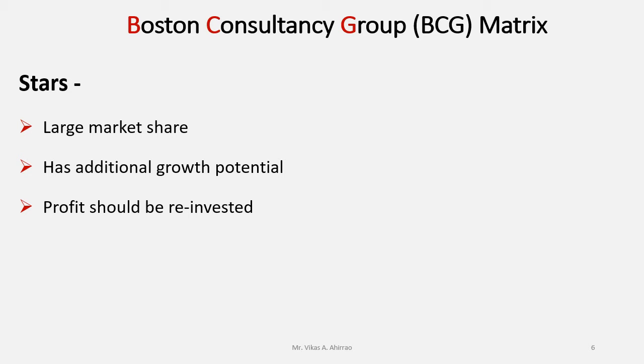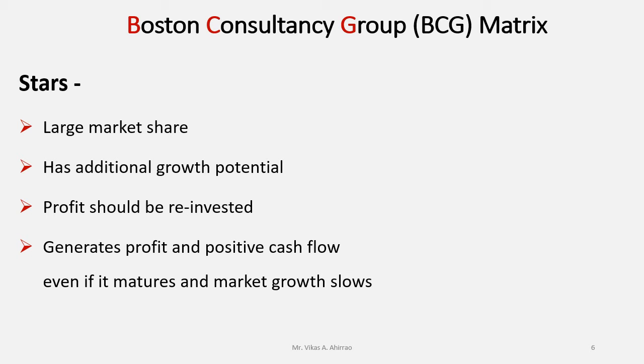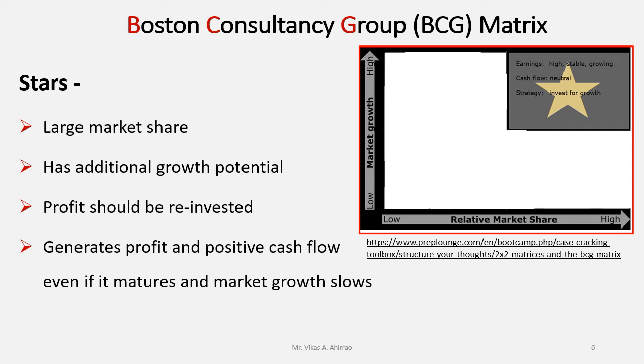Whatever profit they are earning, as they are having the high market share in a high growth in the market, whatever profit they are earning, they may reinvest the profit. It generates the profit and a positive cash flow even if it matures and the market growth slows. So this is the important characteristic of the leaders in the market.